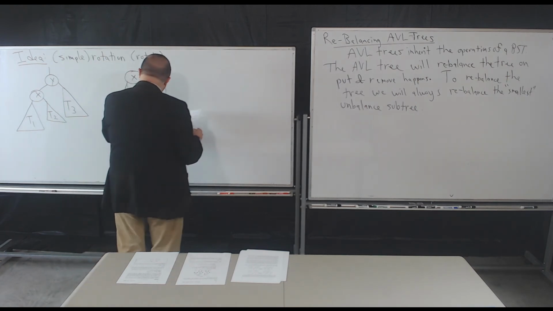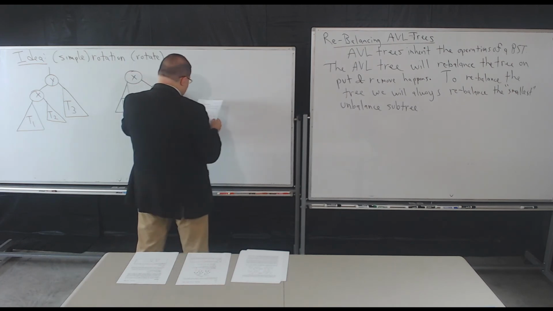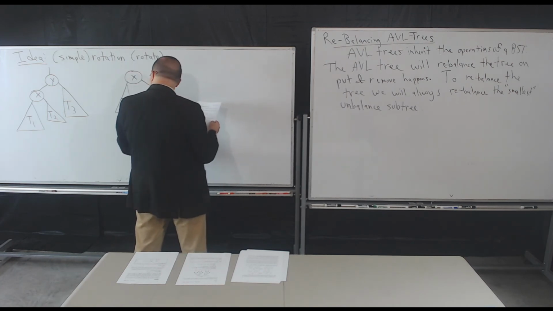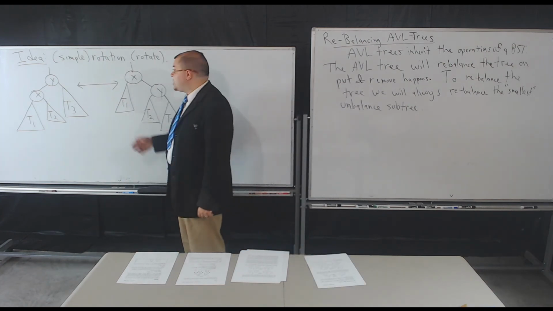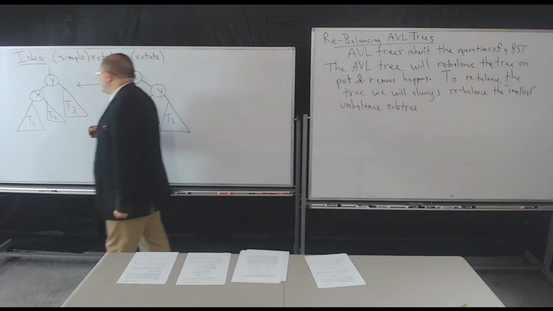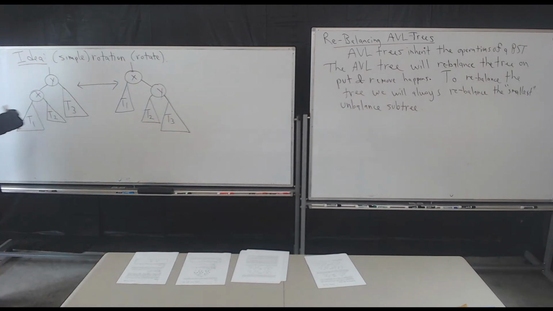Just want to get it just right. I don't promise these pictures are symmetric. So the idea of a simple rotation is as follows. Now I don't claim that these are imbalanced or anything. I'm just illustrating the idea here. So imagine an imbalance occurred at X here.